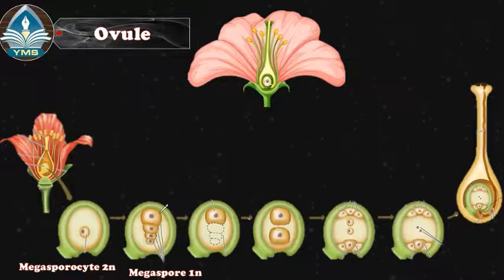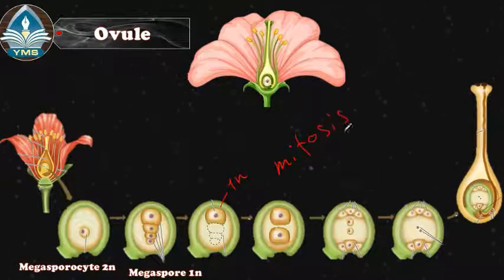Here we'll have 4 cells, and 3 of them will degenerate. They will just disappear. 3 cells of these 4 will degenerate, disappear. Now we'll still have here 1 cell. It is called megaspore, which has 1N number of chromosome. Now this megaspore is going to divide by mitosis, not meiosis. It is going to divide by mitosis to give us 2 cells with 1N.